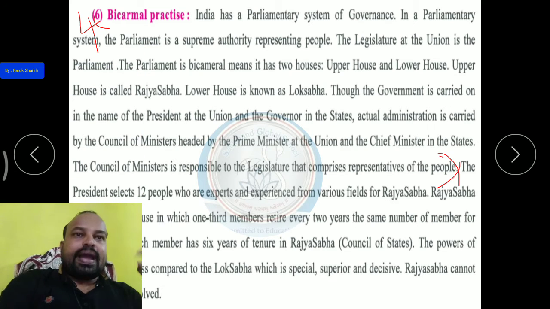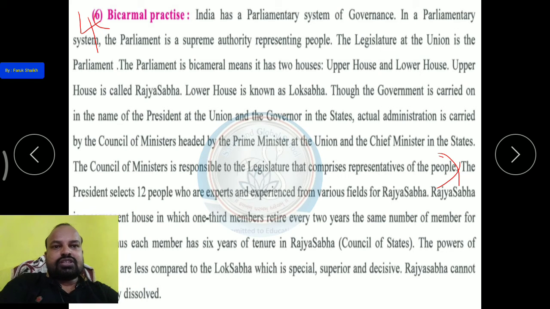Now, bicameral practice. Bicameral means there are two types of houses. India has a parliamentary system of government. In a parliamentary system, the parliament is the supreme authority representing the people. Here number 4 is written, that means this is question 4. The legislature at the union is the parliament.